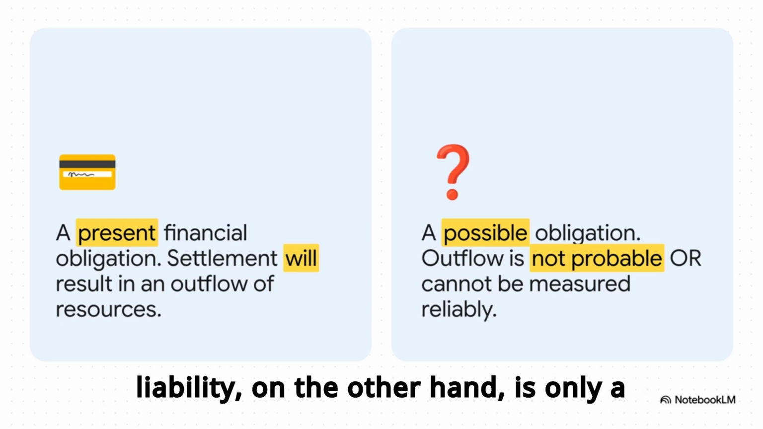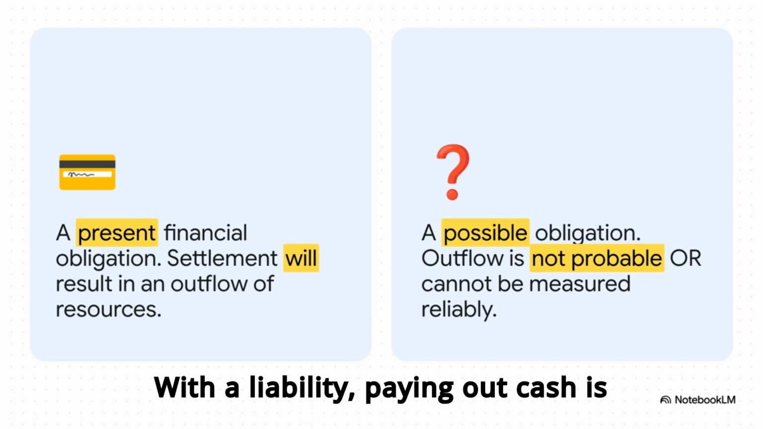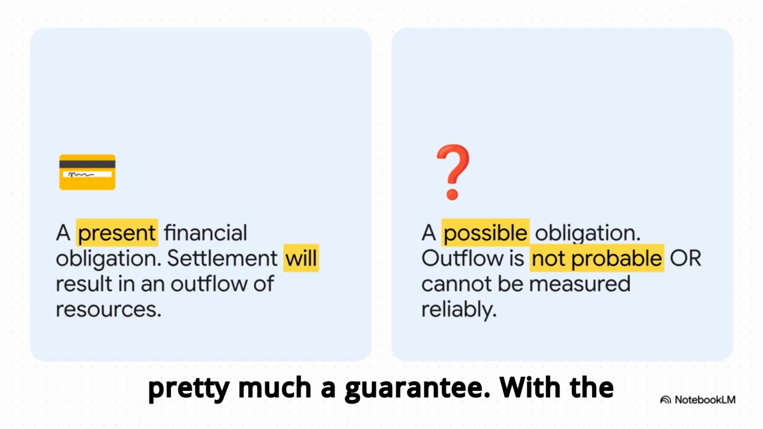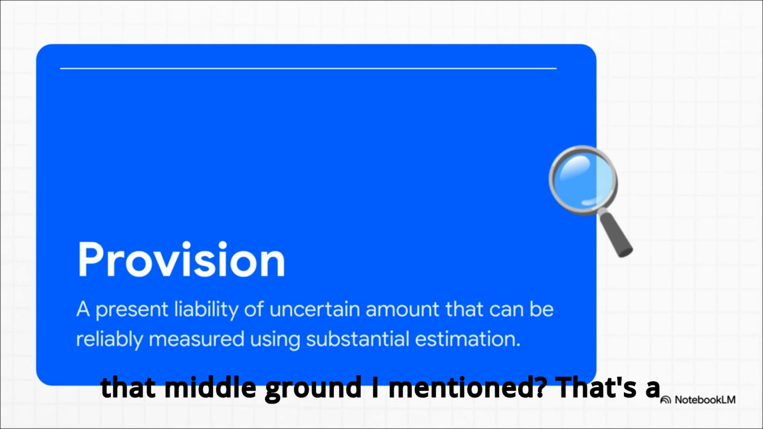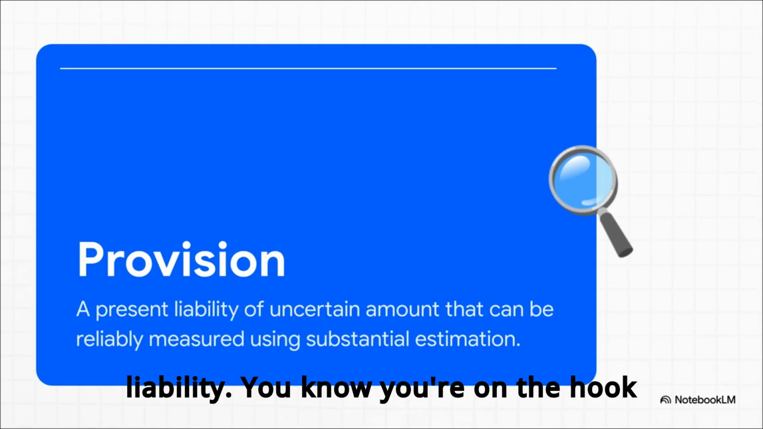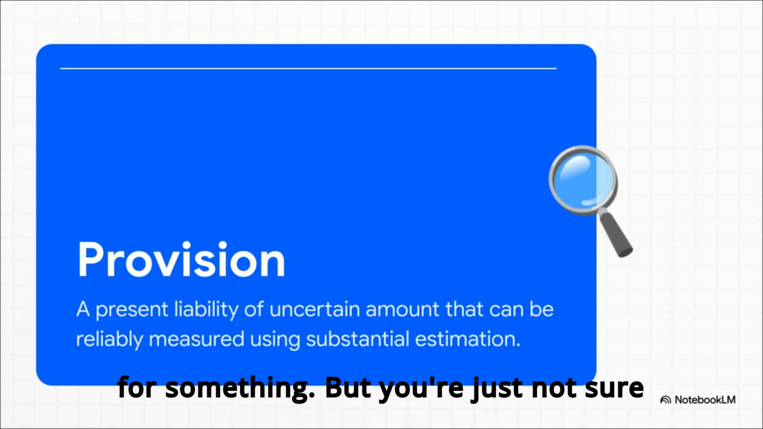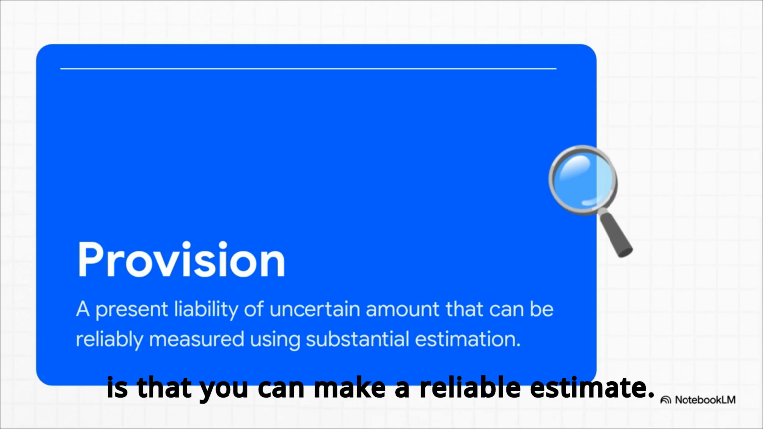A contingent liability, on the other hand, is only a possible obligation. See the difference? With a liability, paying out cash is pretty much a guarantee. With a contingent one, it's not. So what about that middle ground I mentioned? That's a provision. A provision is a present liability. You know you're on the hook for something, but you're just not sure about the exact amount or timing. The key is that you can make a reliable estimate.